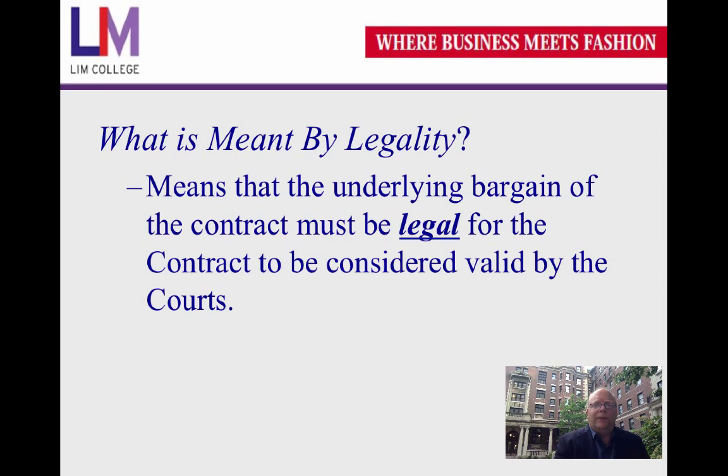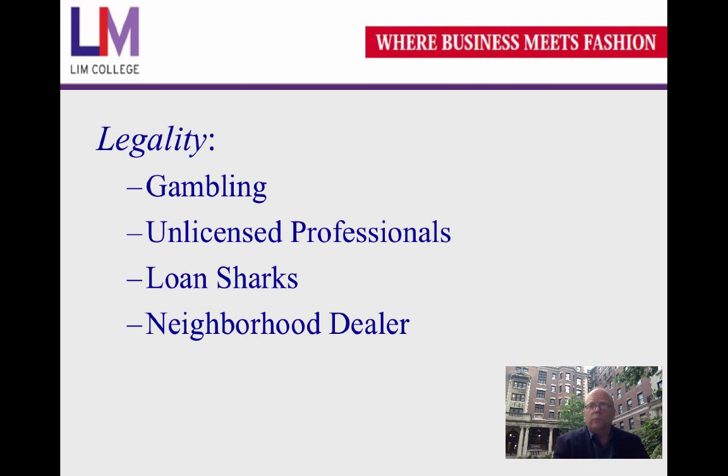The fourth element is legality. You need legality in order for a contract to be legally enforceable. That means the underlying bargain, the underlying contract, must be for a legal purpose to be considered valid by the courts. If it's for an illegal purpose, it's not a valid contract. So think about that. What would be a form of an illegal contract? Well, gambling, maybe. Loan sharks, drug dealers. Those would all be illegal contracts, right? That's there for an illegal purpose.